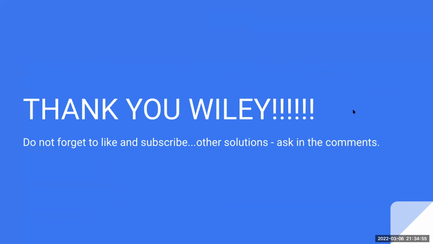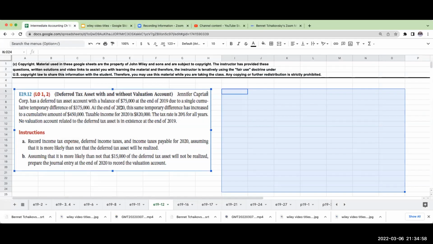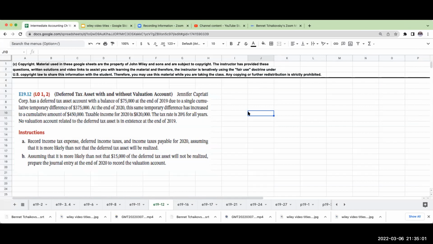All right, so let's go ahead and get right to it. Deferred tax asset with and without valuation account. Jennifer Capriati Corporation has a deferred tax asset account with a balance of $75,000 at the end of 2019 due to a single cumulative temporary difference of $375,000. At the end of 2020, the same difference has increased to a cumulative amount of $450,000. Taxable income is $820,000. Tax rate is 20% for all years. No valuation account is in existence at the end of 2019. Record income tax expense, deferred income taxes, and payable, assuming that the deferred tax asset will be realized.